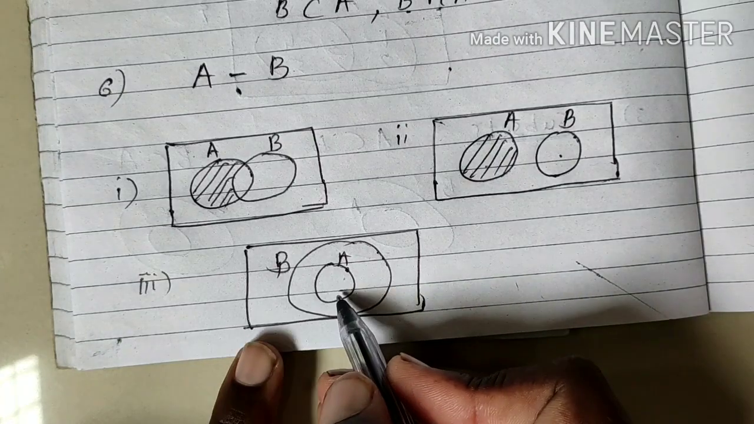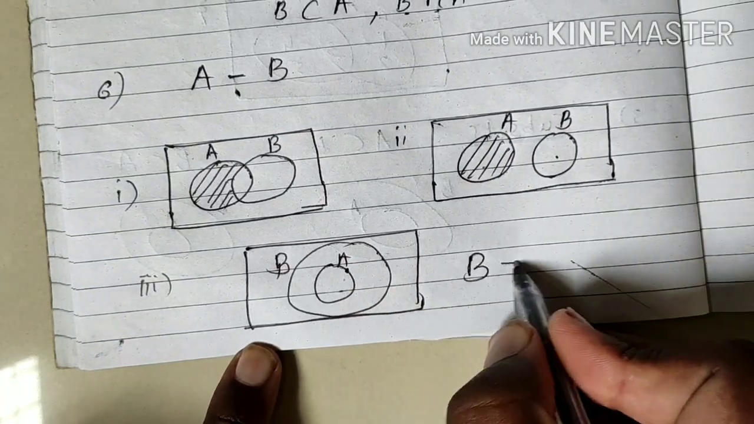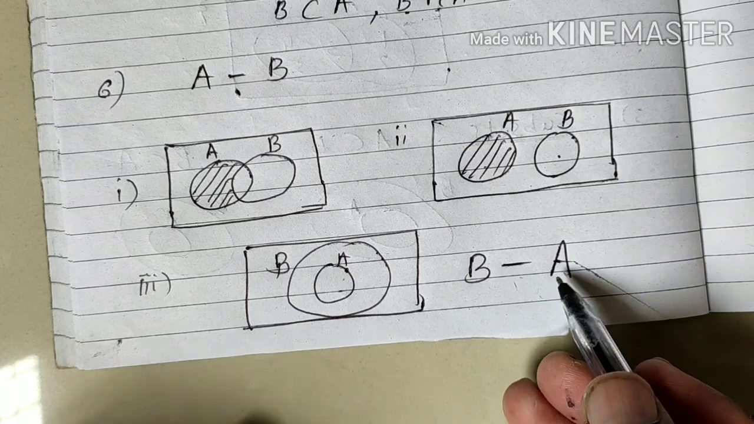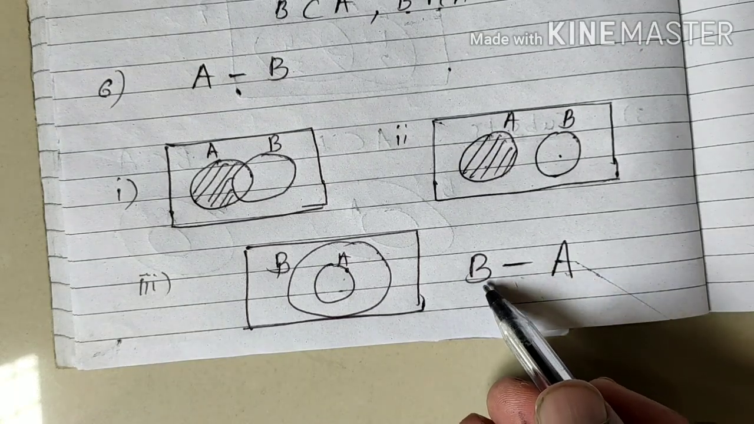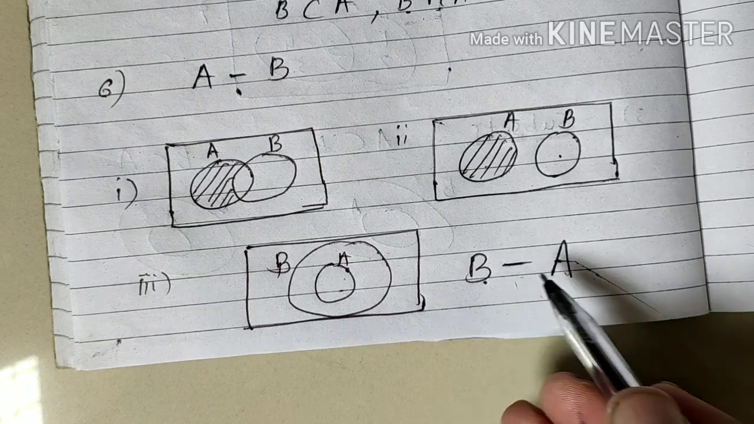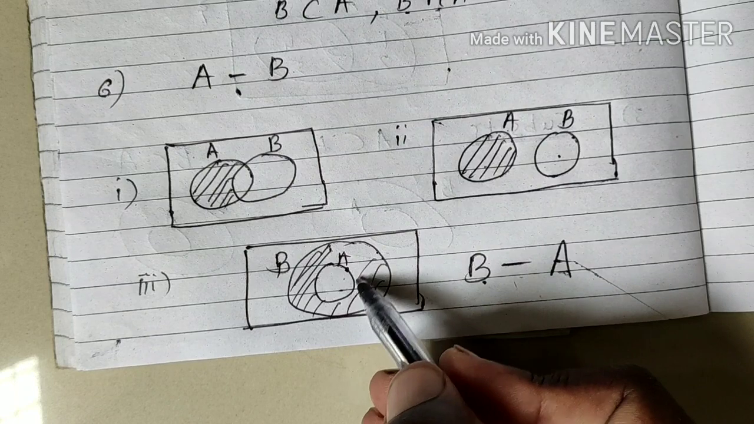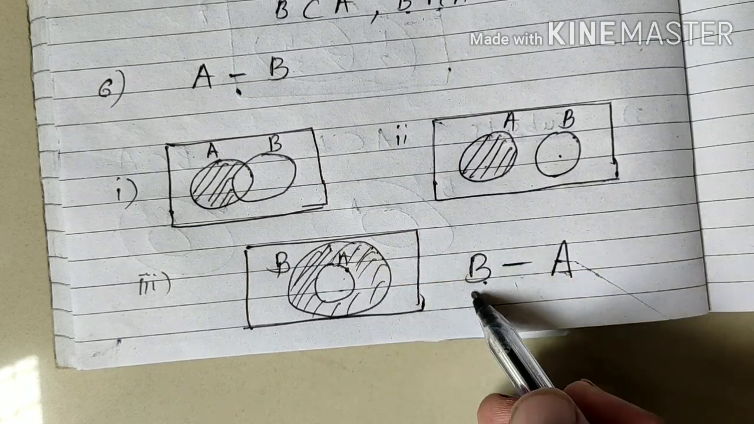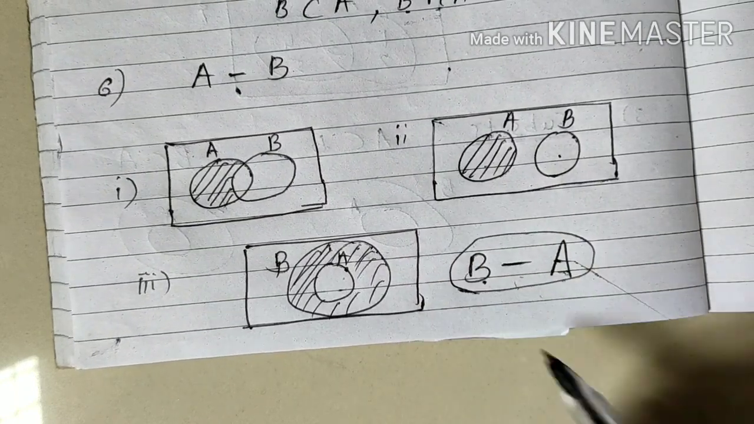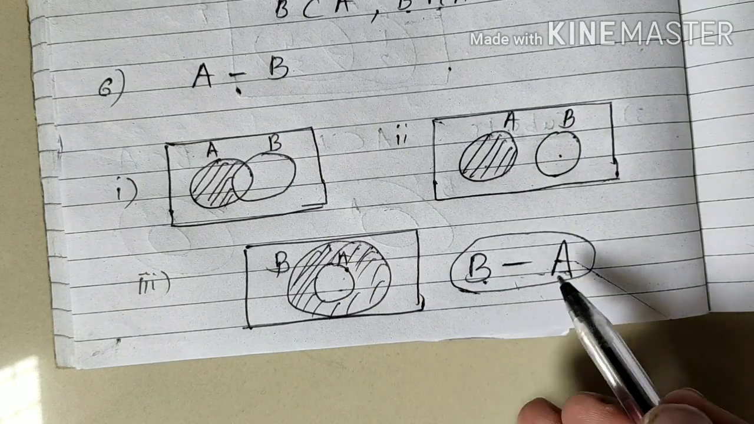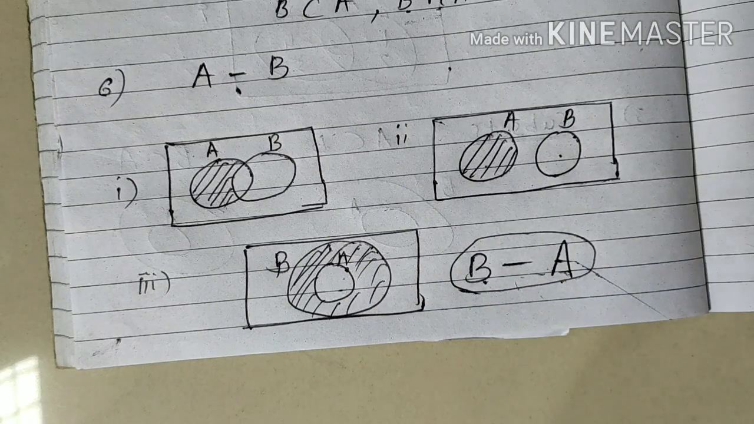But suppose for this condition we want to represent B difference A. It means those elements which are present in B but not present in A. So this is the set of B difference A. Got it? This shaded portion is representing the set B difference A, and A difference B will be the empty set. Remember this thing. Okay.